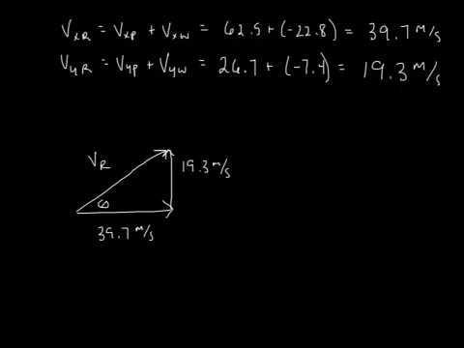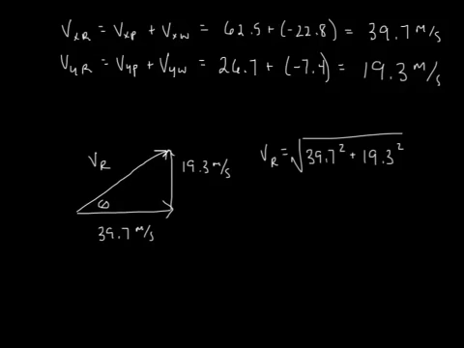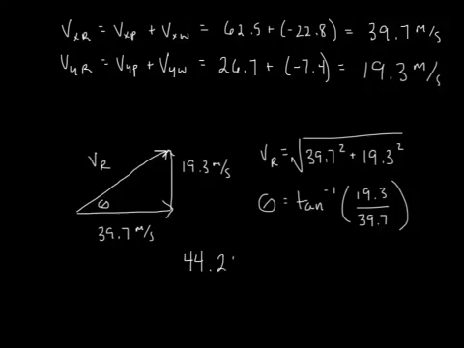To find the resultant velocity, we'll use the Pythagorean theorem. And then to find theta, we'll use the inverse tangent of opposite over adjacent. And so when we solve for both of those things, we get 44.2 meters per second at an angle of 26 degrees. And that angle would be described as north of east, because we went east first, and then our angle tells us how far we go to the north of that.